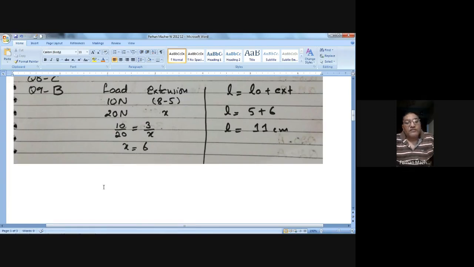So for question number 9, the choice is B. I hope that this question is clear to you. Okay, so now we are moving to the next question.